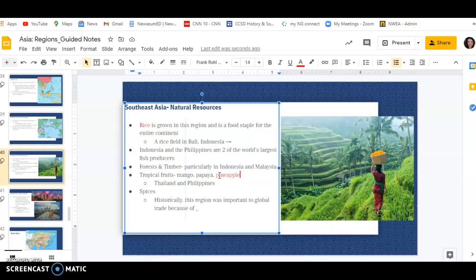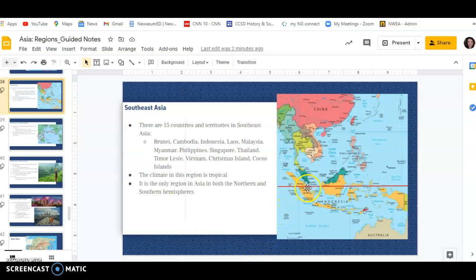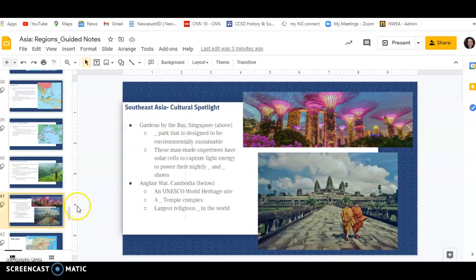And historically, this region was important to global trade because of spices, which is why we saw a lot of imperialism in this region. I mentioned briefly India's independence movement from Great Britain. Another country in this region, Singapore, was a British colony, and then a lot of these countries were colonized or used as territories by other big countries. For example, the Philippines was for some time a United States territory.